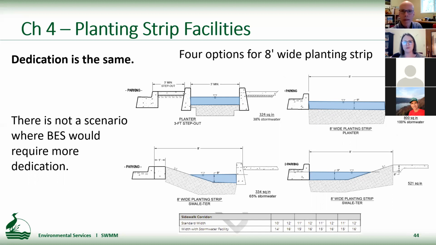And there are 4 examples on the slide. There's the very popular swaleter on the bottom left. If you don't have parking, you can use an efficient planter with just the straight sides. So there are other options, and we really want to steer people away from that swale and side slope rather than requiring additional dedication.